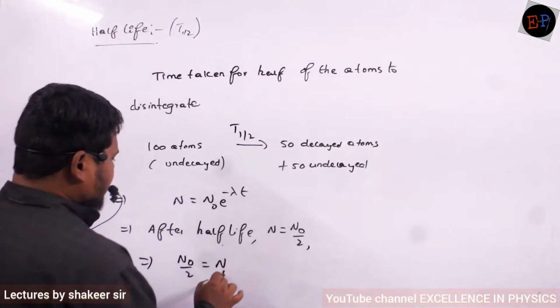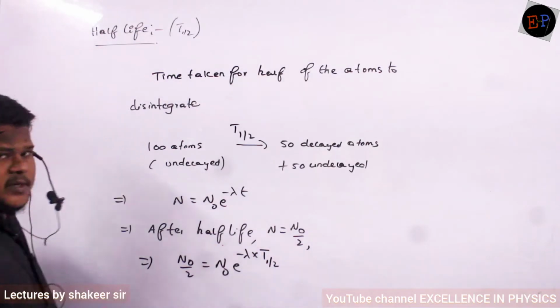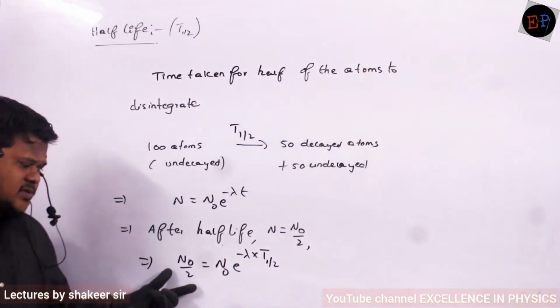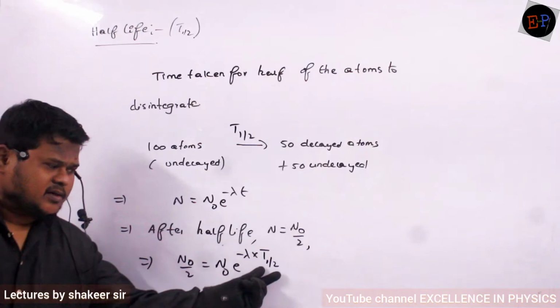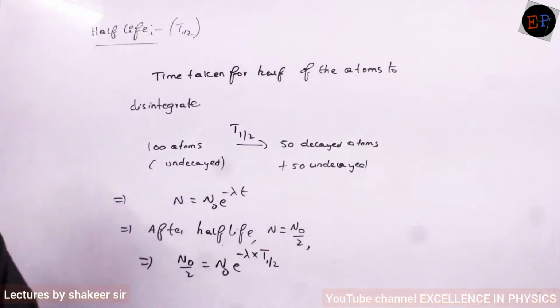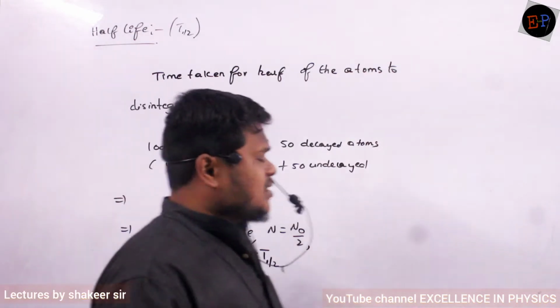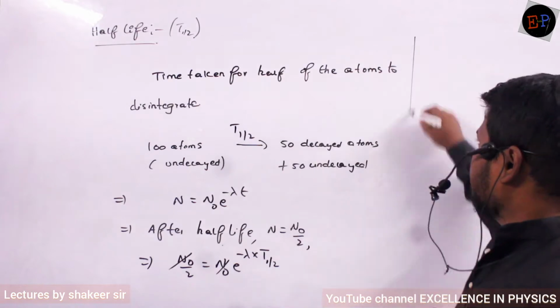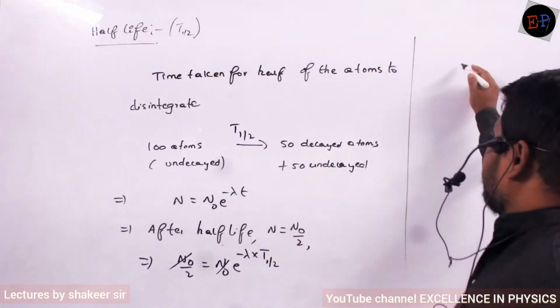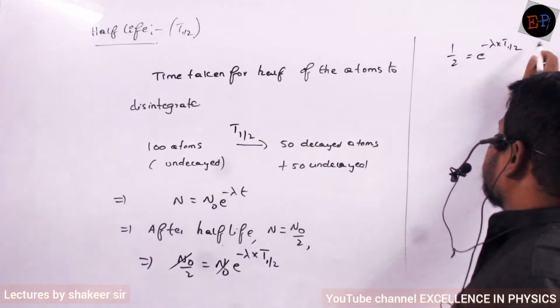And this is equal to N naught e power minus lambda into capital T 1 by 2. For half of the atoms to decay, the time taken is called half-life. That is why instead of small t, I am writing T 1 by 2. Now see what terms get cancelled. N naught and N naught will get cancelled. So therefore I can write 1 by 2 is equal to e power minus lambda into T 1 by 2.